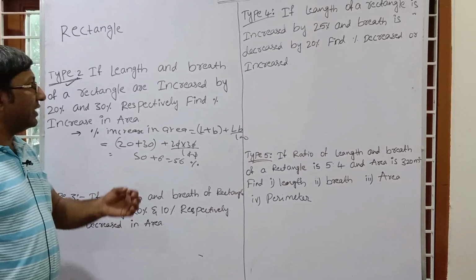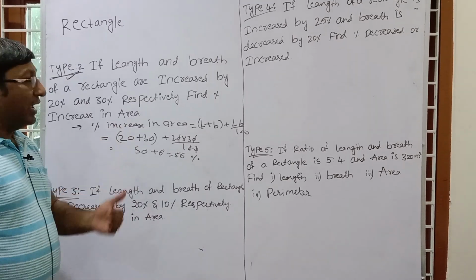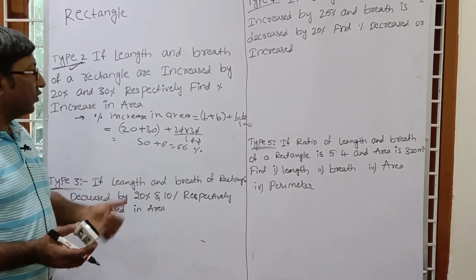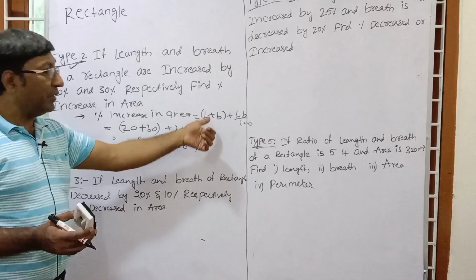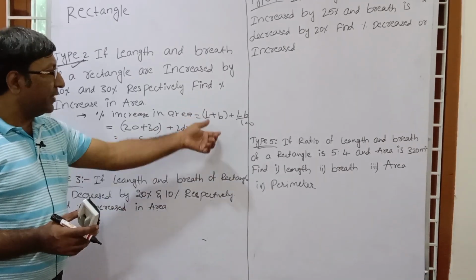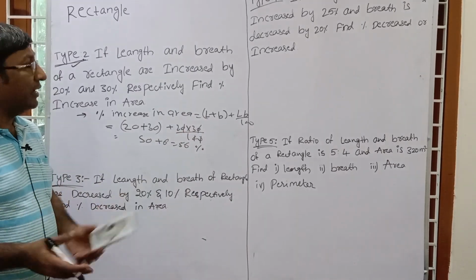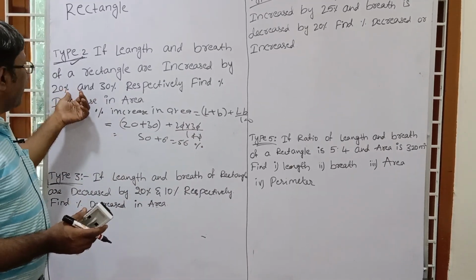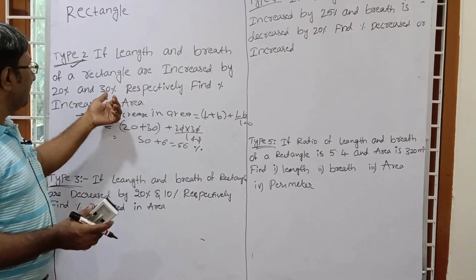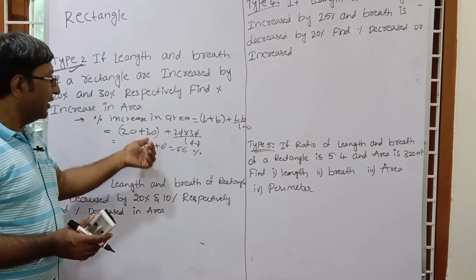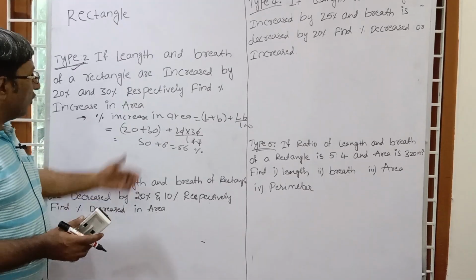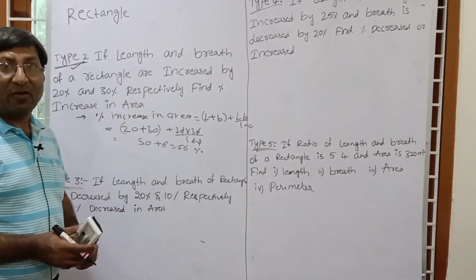If the question is that there is a percentage increase in length and a percentage increase in breadth, and we need the percentage increase in area, then you can use this trick: L plus B plus LB by 100. L is the percentage increase in length and B is the percentage increase in breadth. In this question the percentage increase is 20%, so put 20 in place of L, and the percentage increase in breadth is 30, so put B as 30. So 20 into 30 by 100, and your answer is 56%. If you solve this question by the basic method you will take a lot of time.